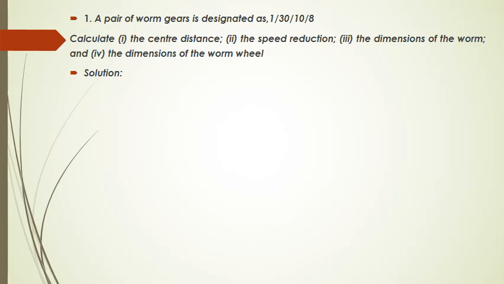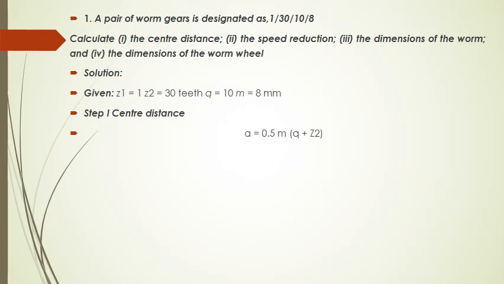First of all, given quantities. Given data is Z1 is equal to 1, Z2 is equal to 30 teeth, Q is equal to 10 and module M is equal to 8 mm. Therefore step 1 is center distance. Center distance a is equal to 0.5 m into bracket Q plus Z2. Substituting the values, a is equal to 0.5 into 8 into 10 plus 30. Therefore a is equal to 160 mm.